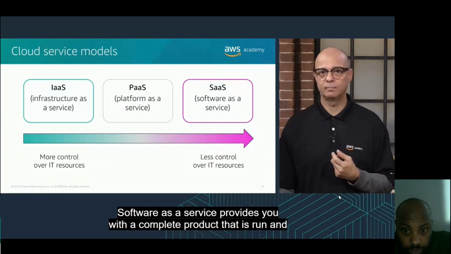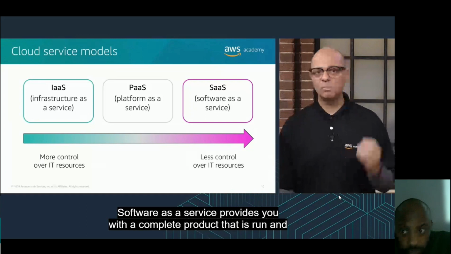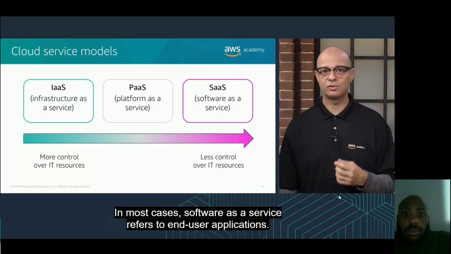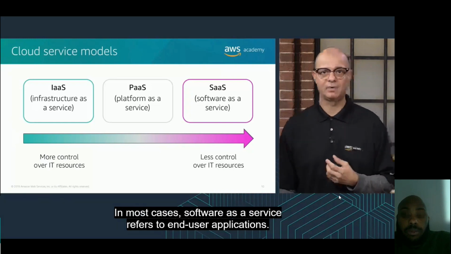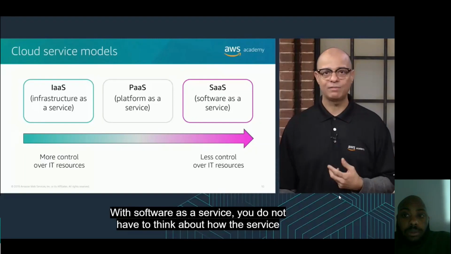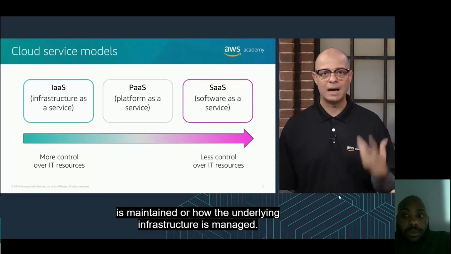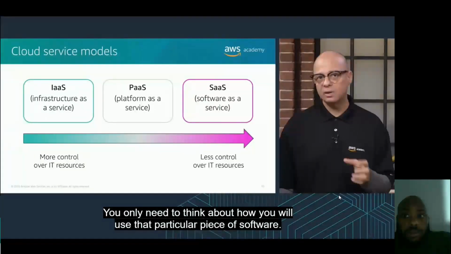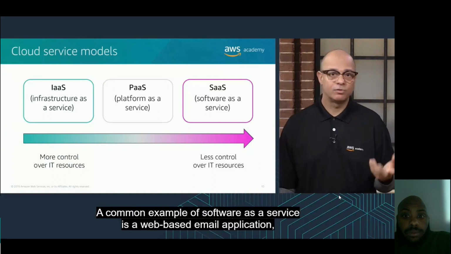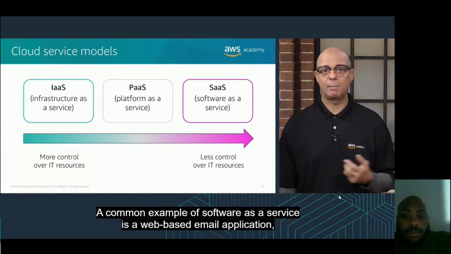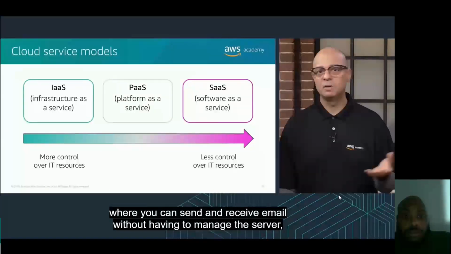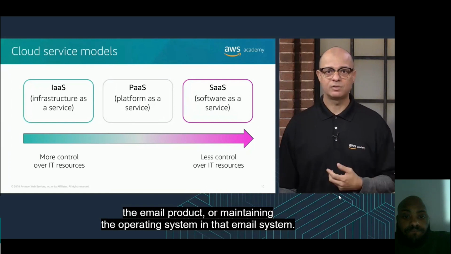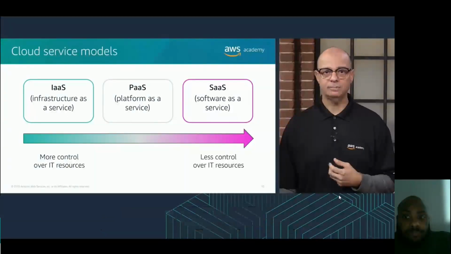Software as a service provides you with a complete product that is run and managed by the service provider. In most cases, software as a service refers to end user applications. With software as a service, you do not have to think about how the service is maintained or how the underlying infrastructure is managed. You only need to think about how you will use that particular piece of software. A common example of software as a service is a web-based email application where you can send and receive email without having to manage the server, the email product, or maintaining the operating system in that email system.